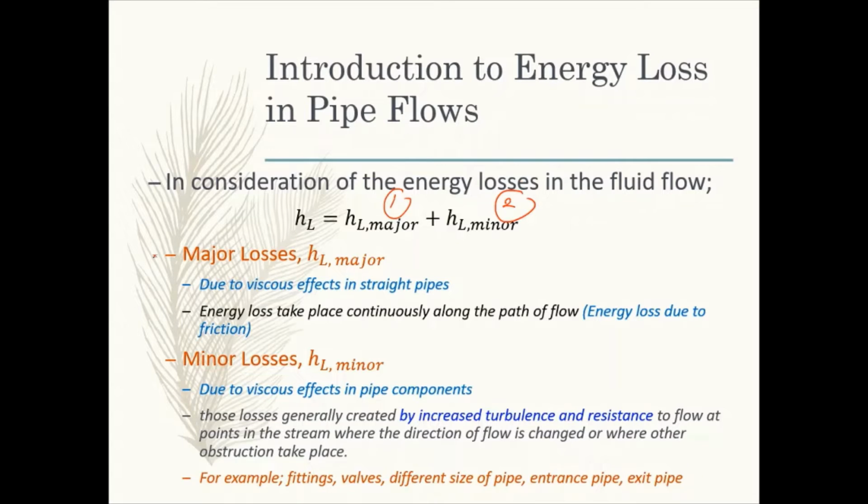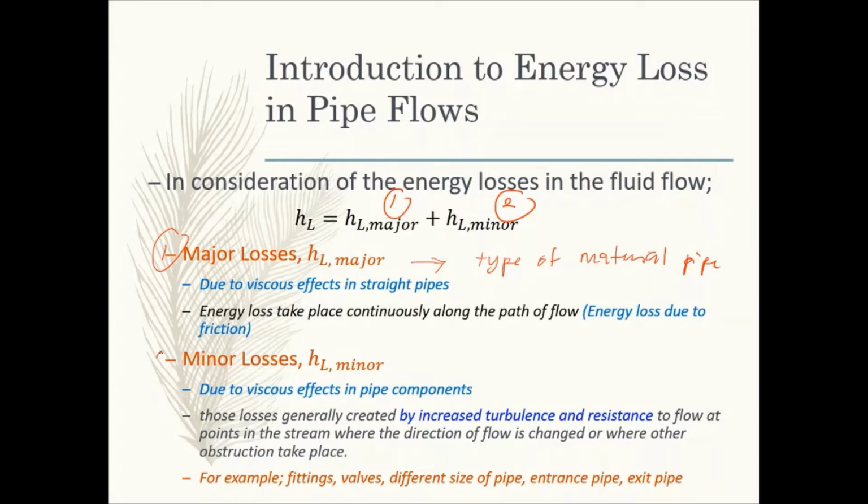Basically, the major loss comes from the viscous effect in the straight pipe. The energy loss takes place continuously along the path of flow, so we also call it energy loss due to friction in the pipe. Major loss also relates to the type of material of pipe we use in the system.